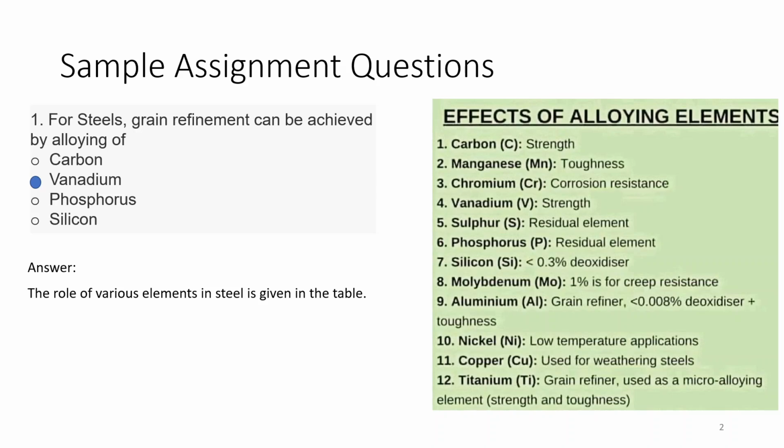So carbon helps in improving strength. Manganese improves hardenability. By using that, it also improves toughness. And chromium is always used in stainless steels for improving corrosion resistance.